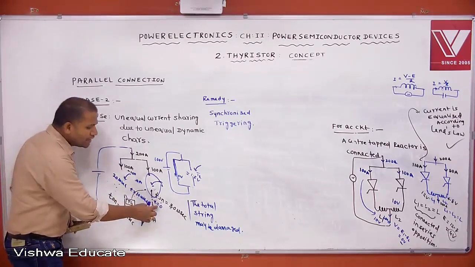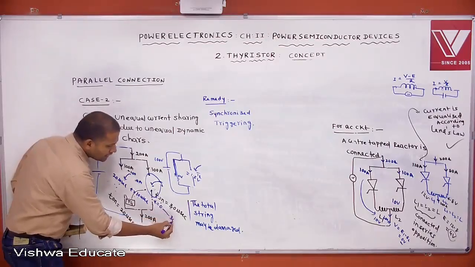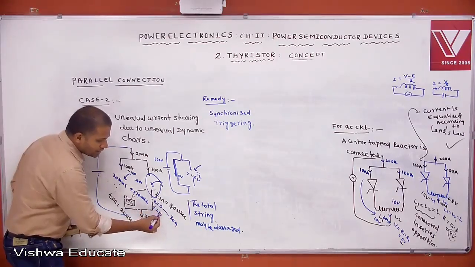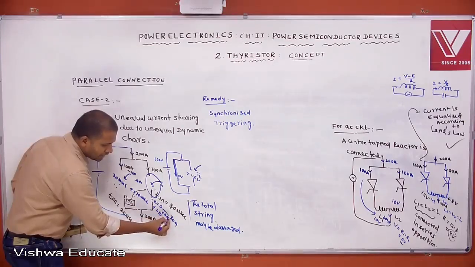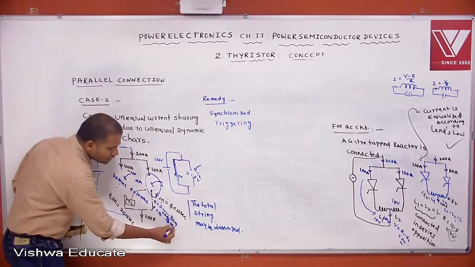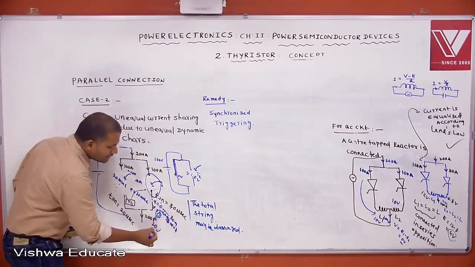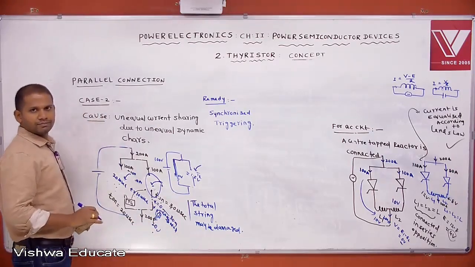If you give triggering at T equal 0, then it takes 0 to 30 microseconds. Then after T equal to 10 microseconds, how many microseconds does it take? 20 microseconds. Then at T equal 10 microseconds we are doing it, how many microseconds does it take? 20 microseconds. Then both the thyristors will turn on at a time.